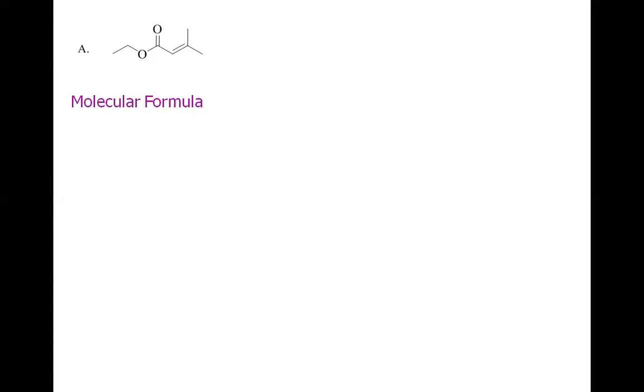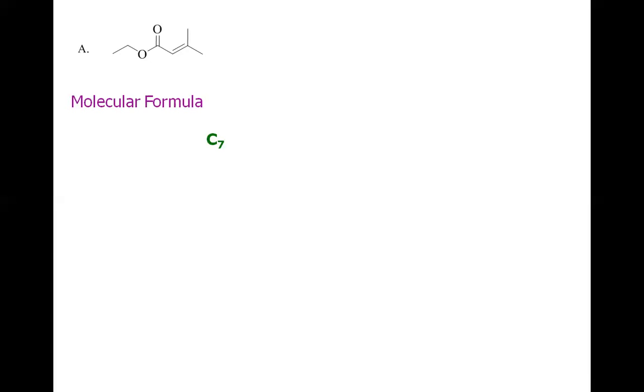Basically, it's a practice of the line angle formula, that whether you are able to deduce the information from the line angle formula or not. So if you count the number of carbons, this is the carbon and this is another carbon. So two carbons, three carbons, four, five, six, and seven carbons. So we have seven carbons.